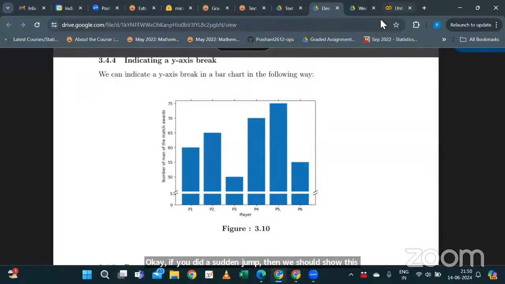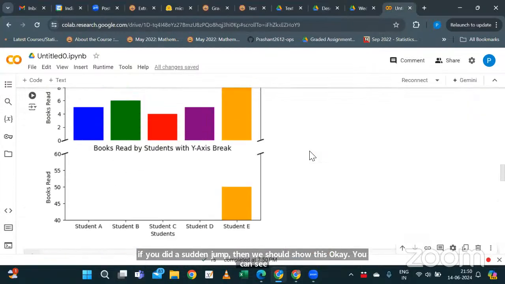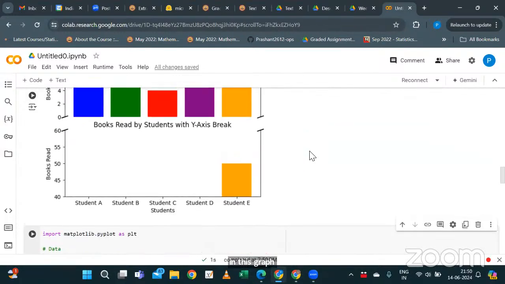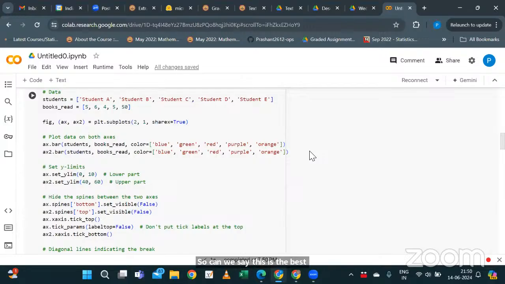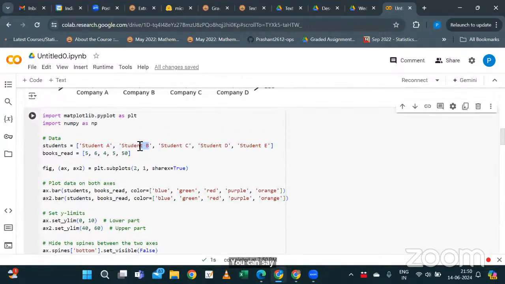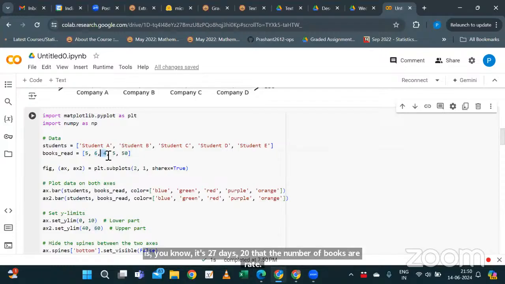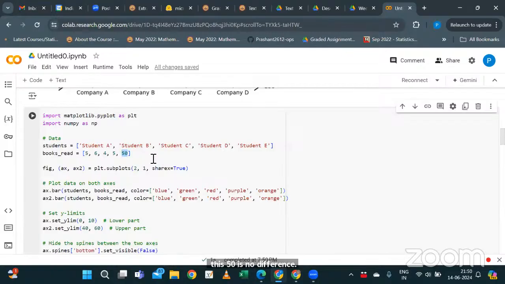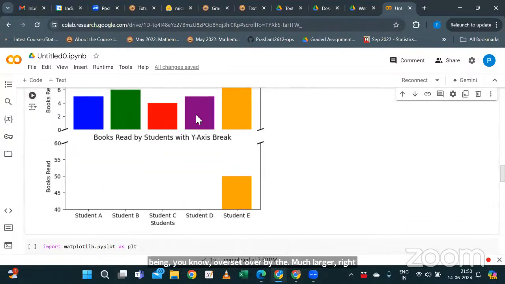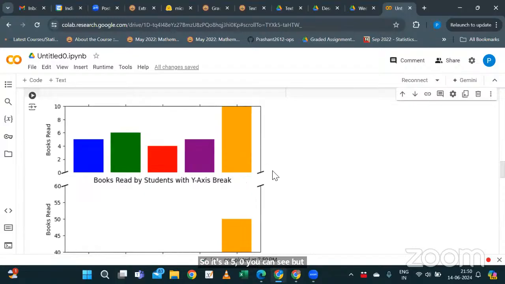But in this graph, can we say this is the baseline? You can say that here. I plotted another graph also, with student A, student B, student C, student D, student E, showing the number of books read. A read 5 books, B read 6 books, C read 4, 5, then 50. But this 50 is a significant difference, and I want to emphasize the difference between smaller data points without being overshadowed by the much larger value. So it's a 5, but for this yellow part I can show the break.